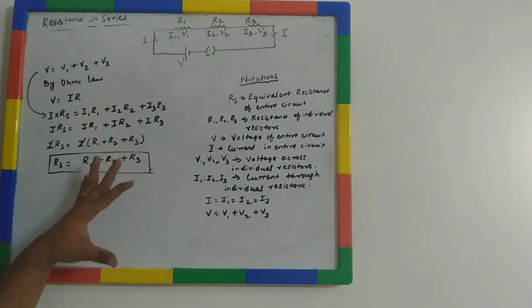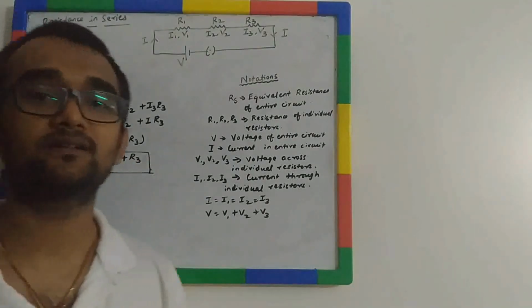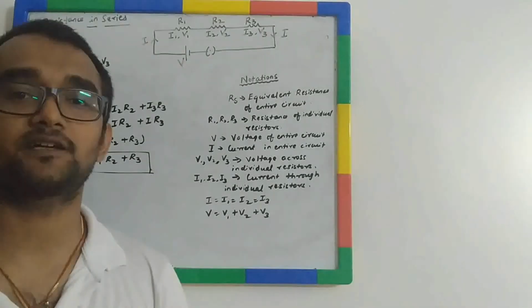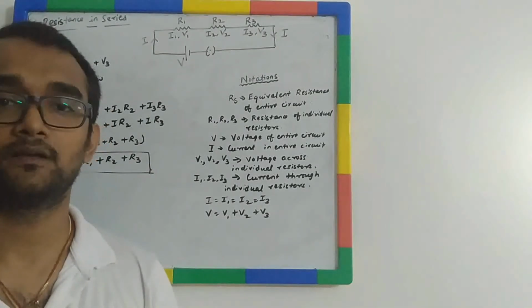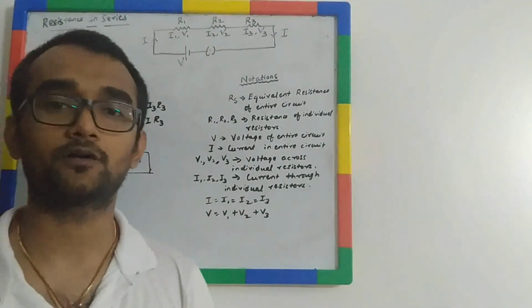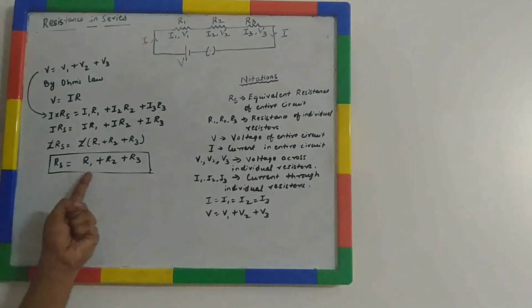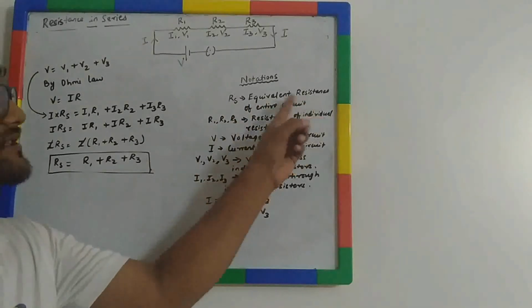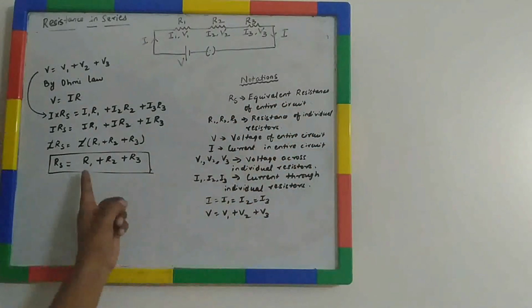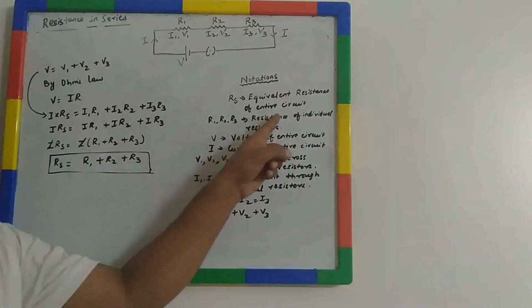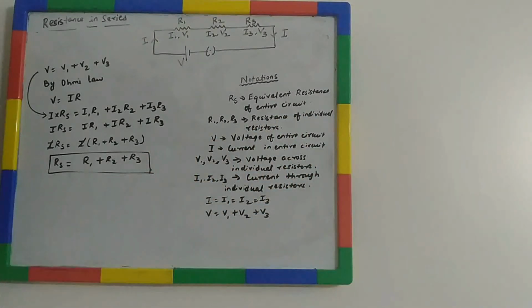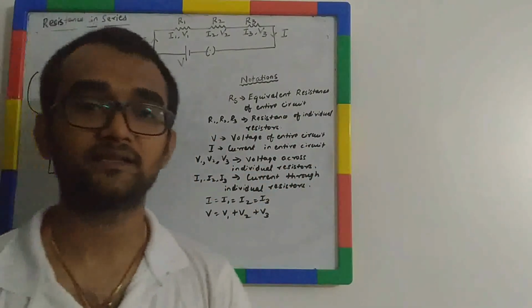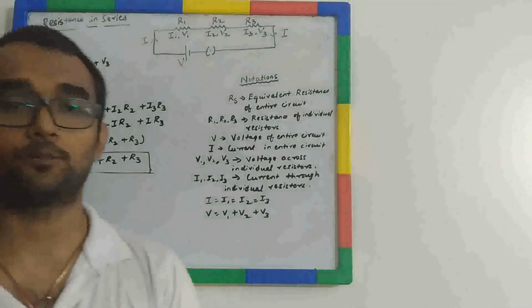In this way, we can derive the formula of equivalent resistance of resistors connected in series connection. The final formula which we got was RS = R1 + R2 + R3, where RS is the equivalent resistance of the entire circuit and R1, R2 and R3 are the resistances of the individual resistors. By this, I conclude today's topic.